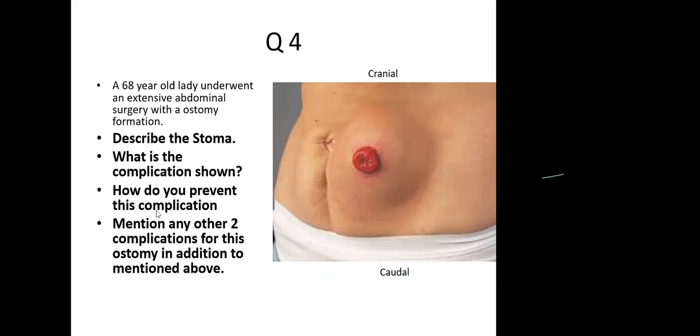Yes, sir. Just, sir, why can't this be an ileostomy? Apart from the site, apart from looking at the mucosa, one point. Which one is the cranial side of the patient and which one is the caudal side? Which one is the head and which one is the leg? Is this a right-sided stoma? Is this a left-sided stoma?